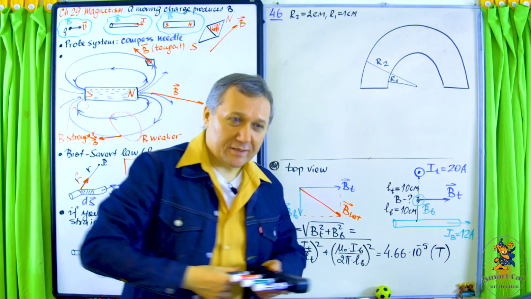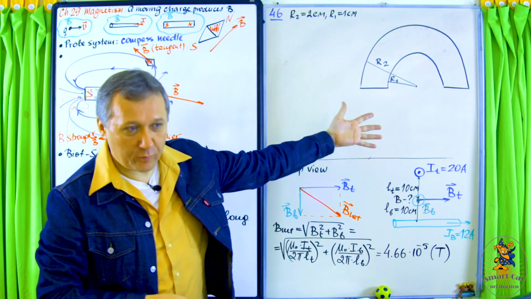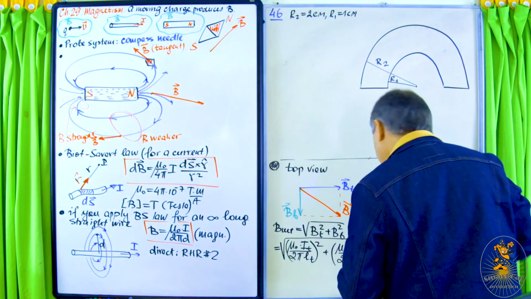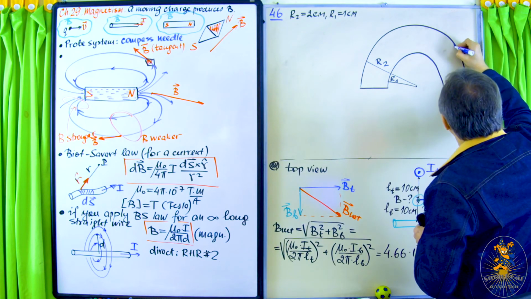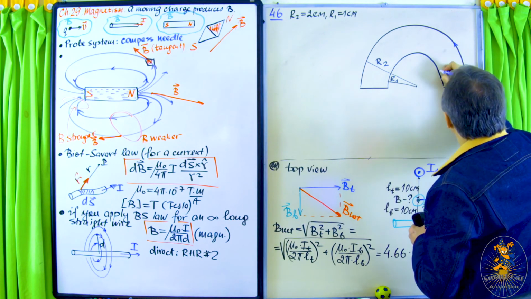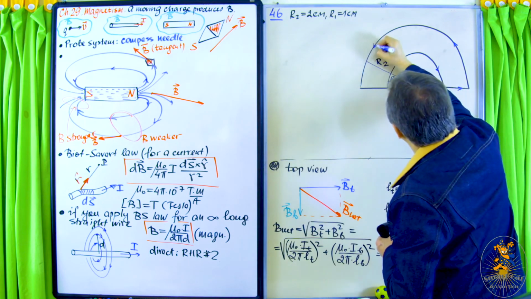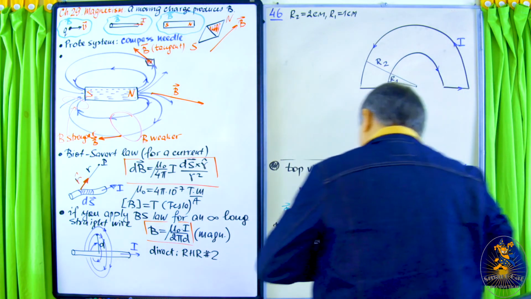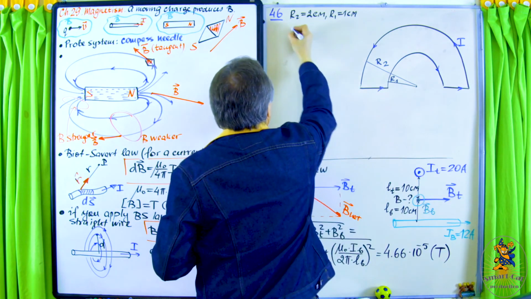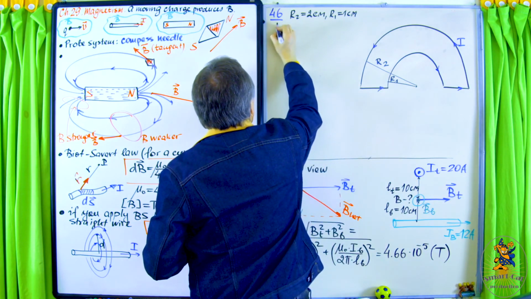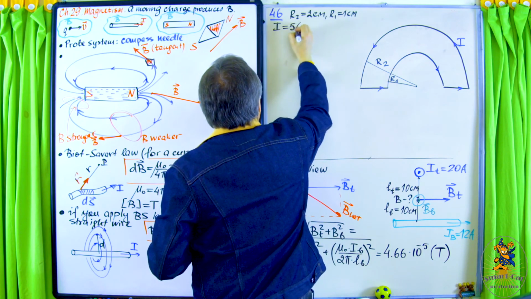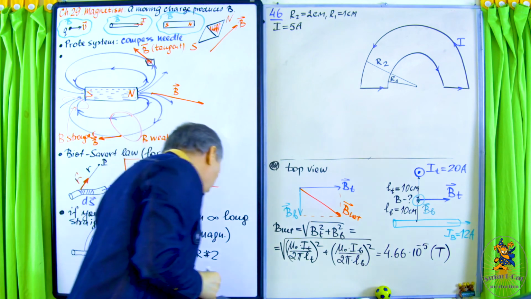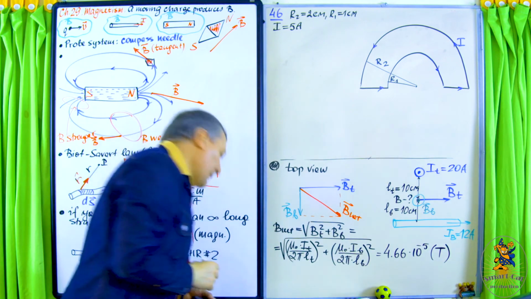Then, as I said, it's a loop made of wire, and there's a current flowing. The current is in this direction. So I, and the value of the current is given, I equals 5 amps. Then what else is given? I think that's it: radii and current.